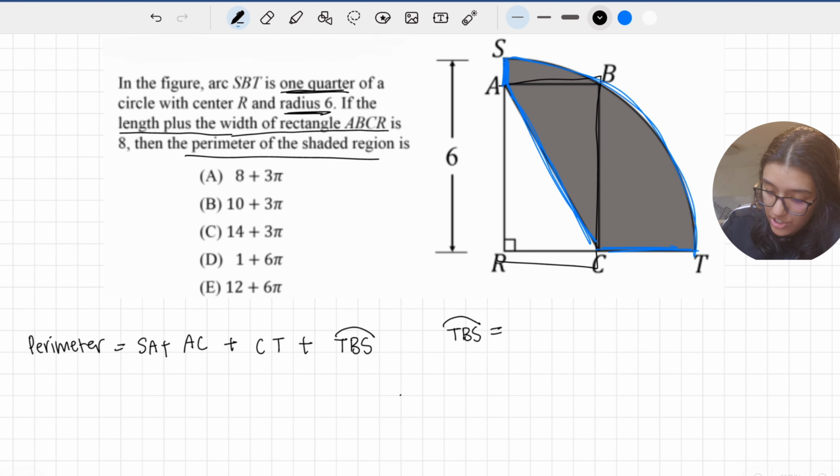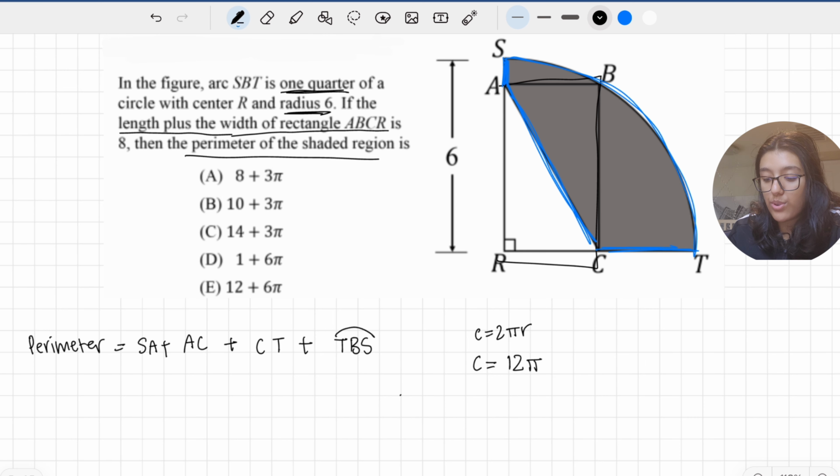First, let's calculate the circumference of the entire circle. We know circumference is 2 pi r, and we know r is 6, as it says over here. So r is 6, so we get 12 pi. The circumference of the full circle is 12 pi.